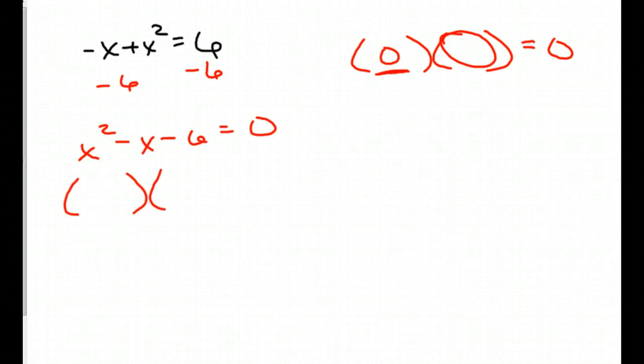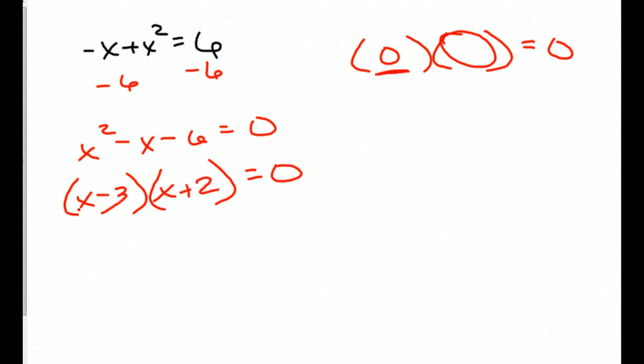All right, so we're going to break that up into two binomials. First one being what? X minus 3, and x plus 2. Positive 2 times negative 3 is negative 6. Negative 3 plus 2 is negative 1. So that works. Okay. Now we're looking for the values of x.